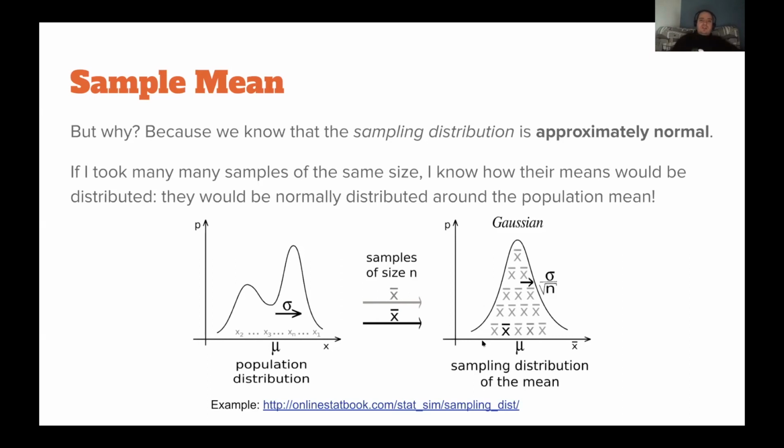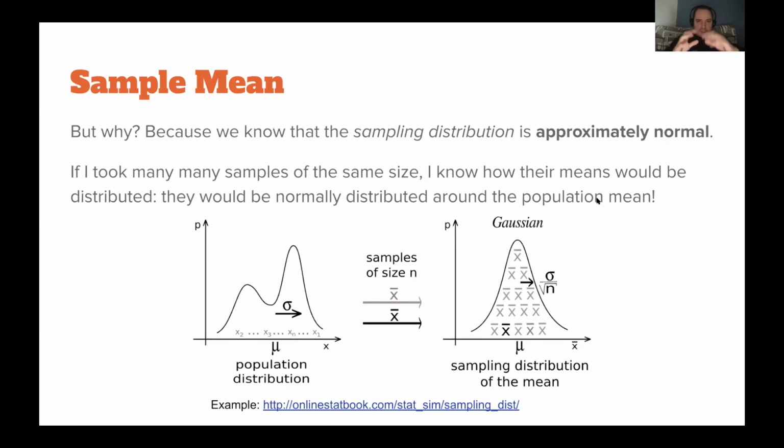So this thing called the sampling distribution is approximately normal. And since it is approximately normal, we can make assumptions about it. One of the assumptions is that the mean is very representative of the distribution as a whole. So what is the sampling distribution? Very quickly, very intuitively, I will come back to this next lecture. If I took many samples of the same size, I know how their means would be distributed. They would be normally distributed around the population mean.